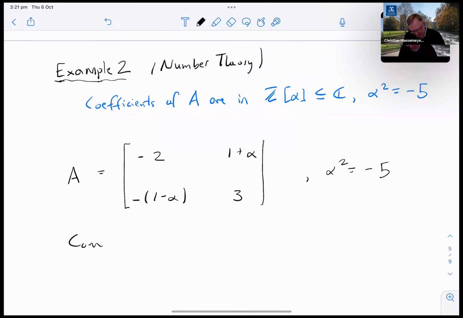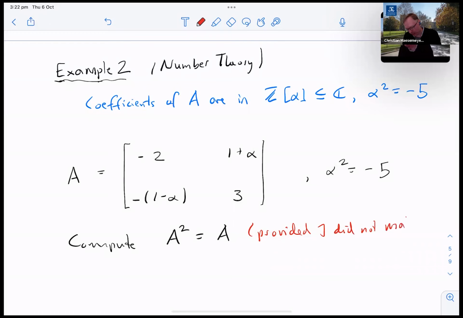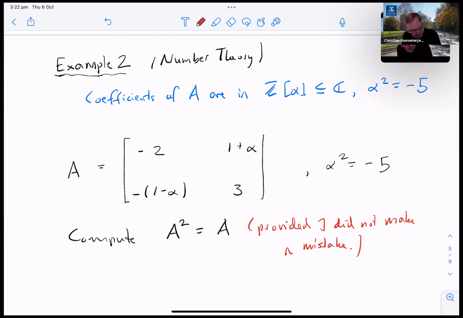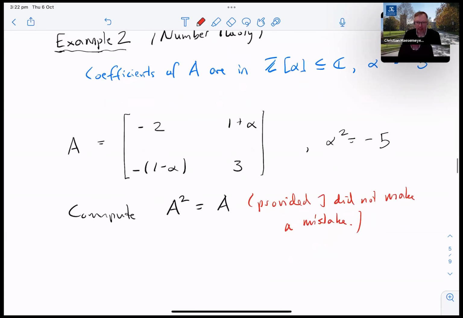Now, again, this is a 2x2 matrix, and we have the relation that alpha squared equals -5. So you'll compute easily that A squared equals A. And I should say, this is of course provided that I did not make an algebra mistake. I should say that for the story that I'm telling, it's not particularly important what the actual numbers in this matrix are, but I think I actually got it right. So this also is an idempotent matrix.